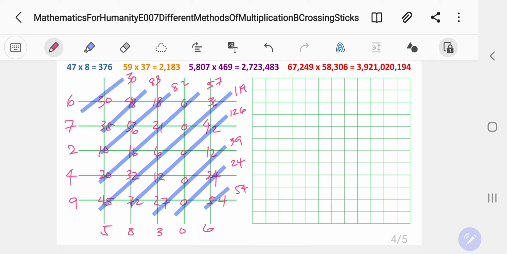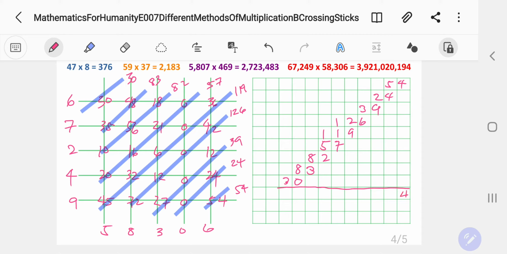So let's do the addition now. This is a long one, but let's do it slowly. This is 54, and then you have 24, and then you have 39. I hope we got them all right, or else we have to do it again. 126, and then 119, and then 57 here, and then we have 82 here, and then we have 83, and we have 30.